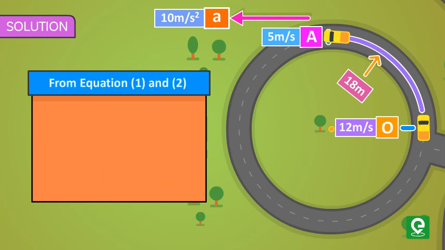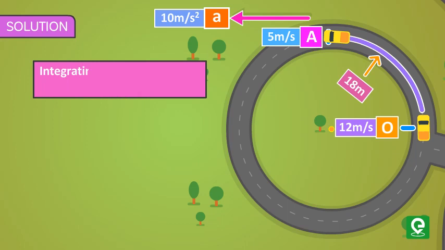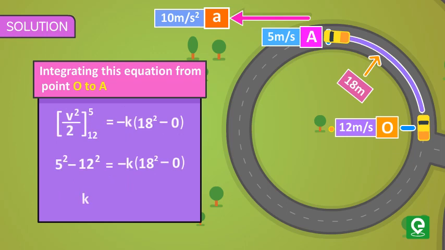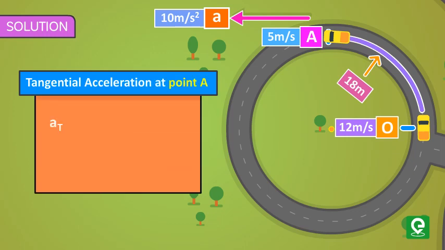From equation 1 and 2, we can write that V into dV by dx is equal to minus kx. By modifying this equation, we get V into dV equal to minus kx into dx. Using the information given in the question, we can integrate this equation from point O to point A. Substituting values of VO, VA, XO and XA and integrating, we get k equal to 119 by 324. Using equation 2, tangential acceleration at point A is equal to minus k into x, that is equal to minus 119 by 324 into 18, that is minus 119 by 18 meters per second square.